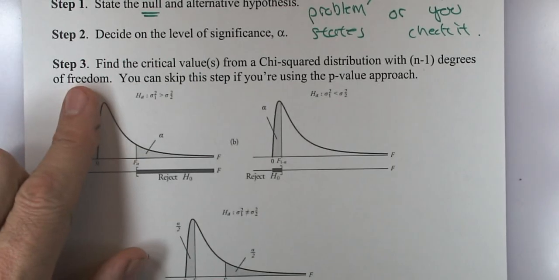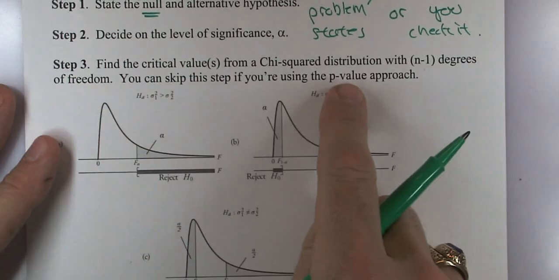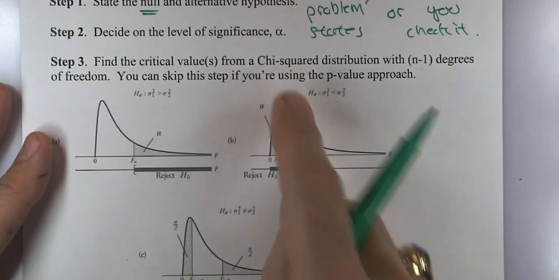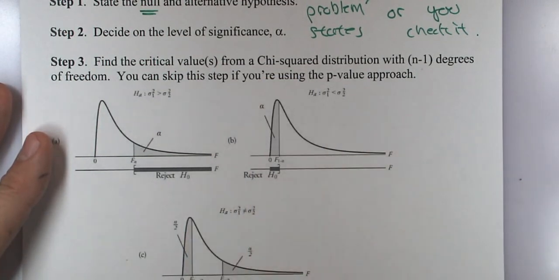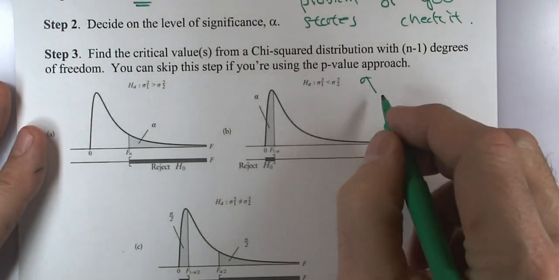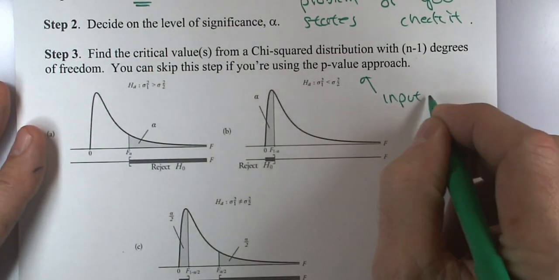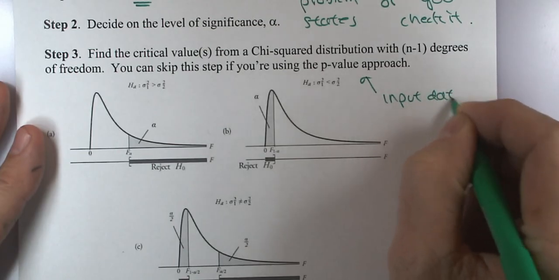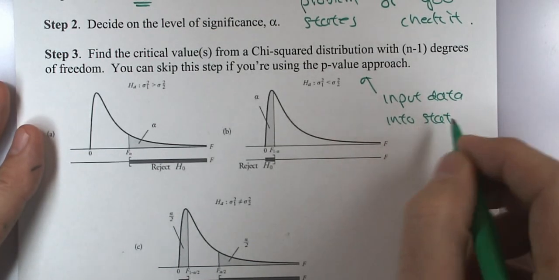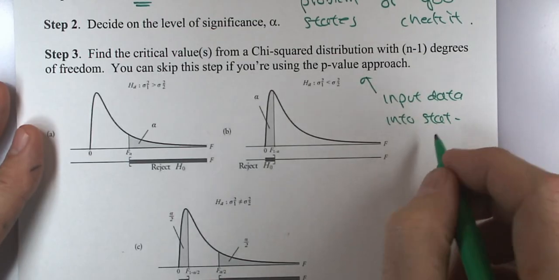Step 3. If you're doing the p-value approach, which is what we're doing in this class, you can skip this step in terms of finding your critical values from the chi-square distribution. And it's going to be replaced by input the data. Input data into StatDisk, or whatever statistical software you're using.